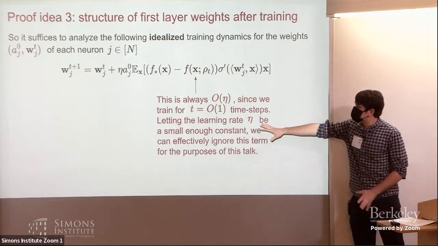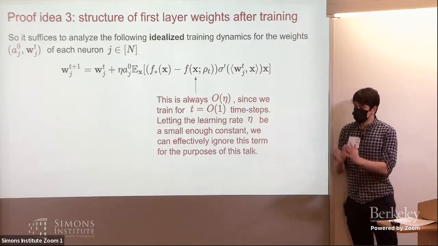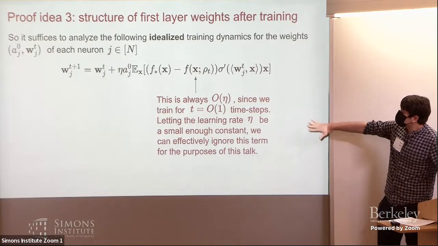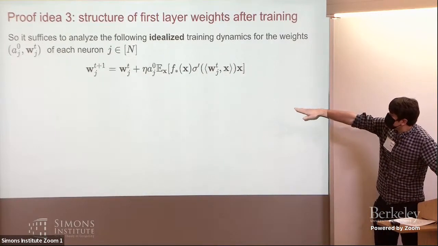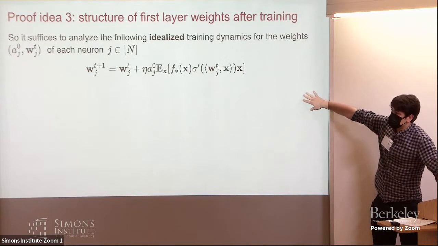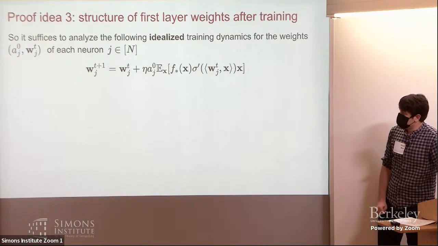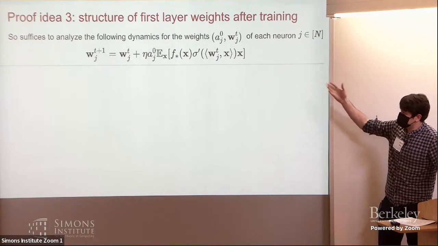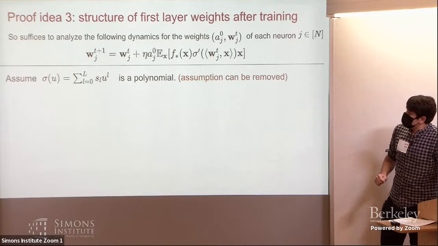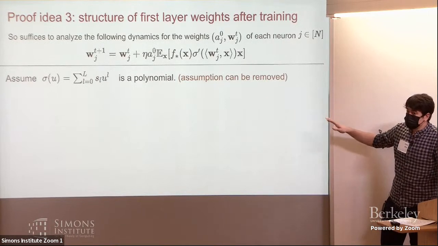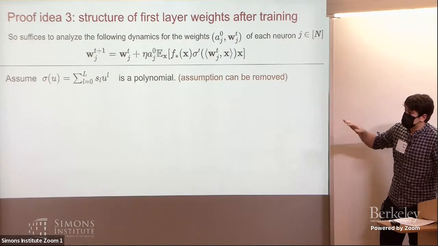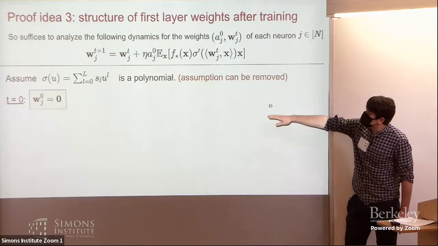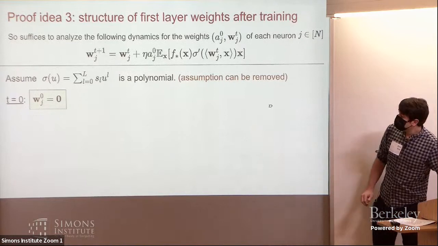Since it's very small, because we're taking a relatively small but constant learning rate, we can essentially ignore it. So for the purposes of this talk, just analyze these training dynamics. Let's try to see what happens when you train this. Another assumption we'll make, but which can be removed, is that sigma is a polynomial. And at time t equals zero, the weights are all zero.